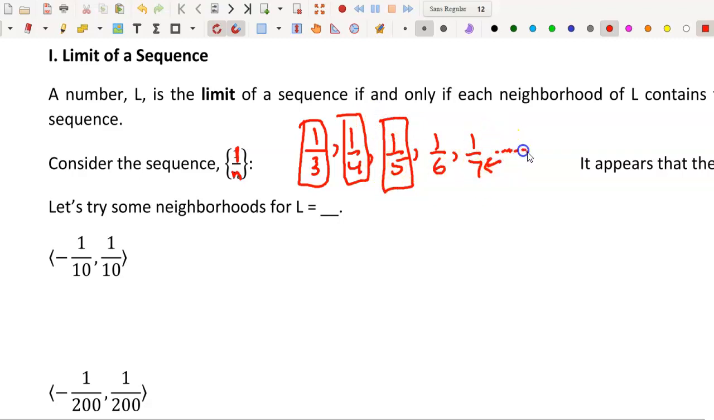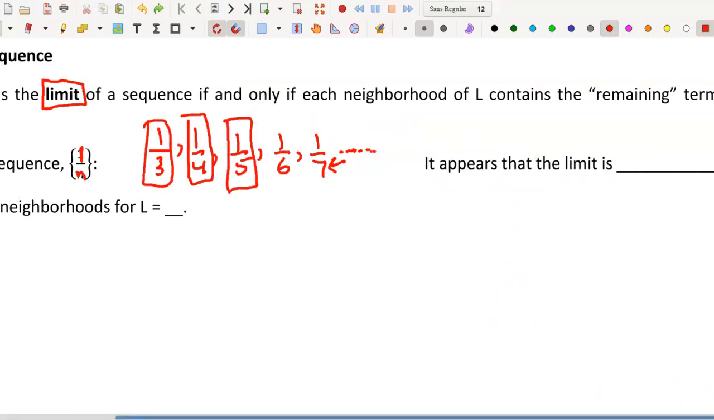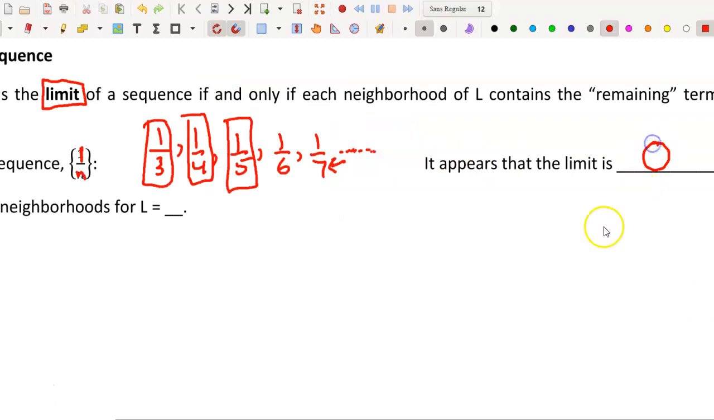Now, if we kept going forever, where would we end up? What does it get close to? 0. Does it ever actually equal 0? Never. That's why we call this a limit. It's not actually going to be 0 at any point, because the only way to get 0 would be if the numerator was 0. But since the numerator is 1 everywhere, we'll never get an answer of 0, but these will get infinitely close to 0. So we call that a limit of 0.